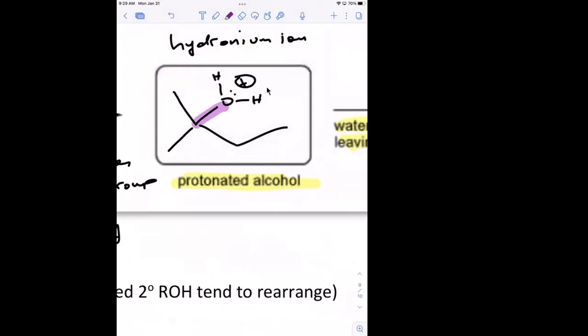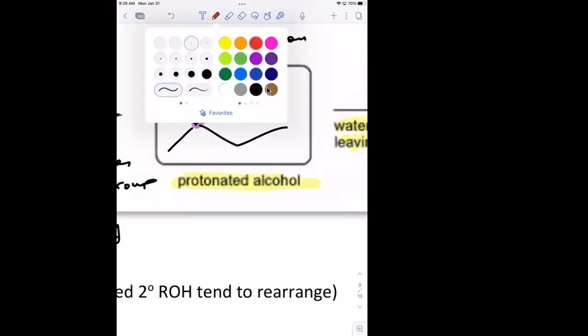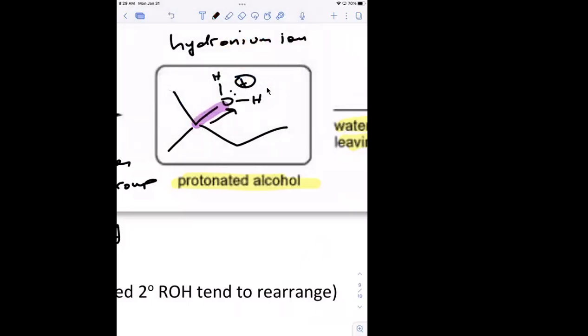If that oxygen has a plus charge on it, where do you think the electrons in that bond are going to be pulled? Is it going to be pulled towards carbon or towards oxygen? Oxygen. Towards oxygen, right? Anytime you have a positively charged atom attached to an atom that's neutral, the electrons in the bond are going to be attracted to that positive charge because electrons by nature have a negative charge. So when I show this bond breaking, which direction should the arrow go?